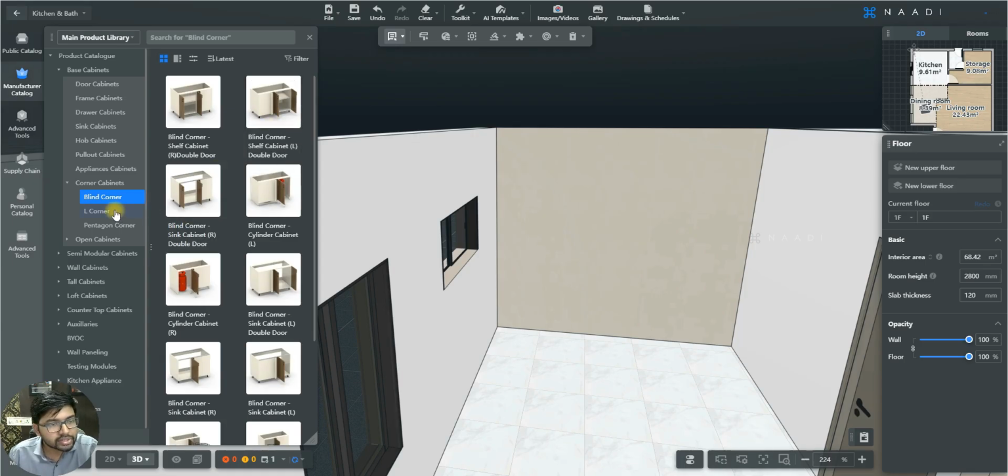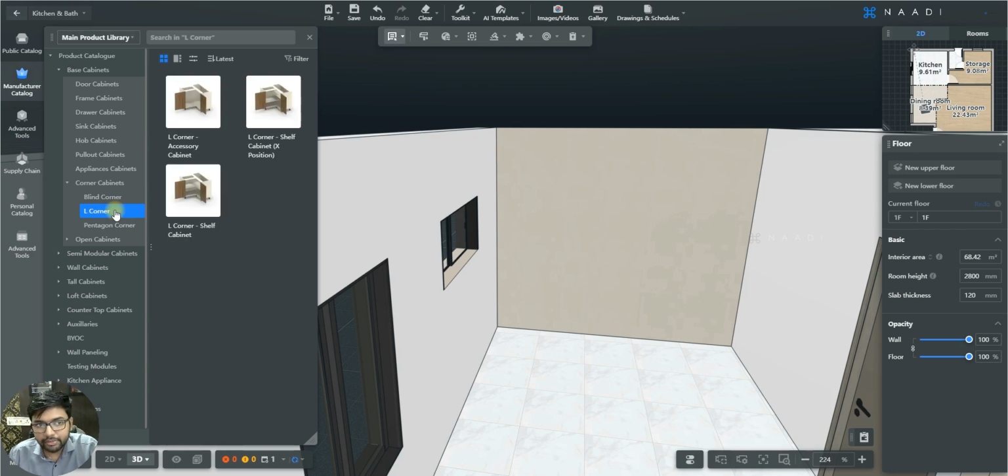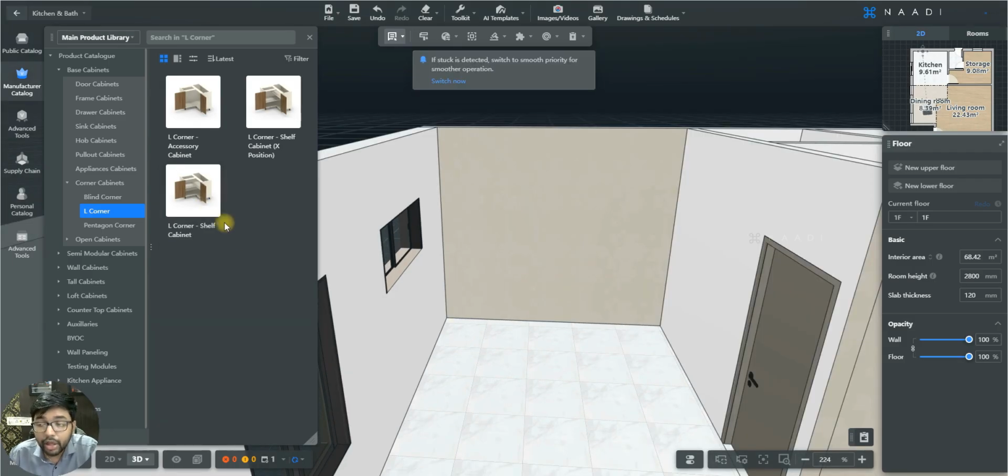So the second type of corner cabinet is your L corner. And when it comes to L corner, you will find just one type only. You don't have that L and R. That is because your L corner cabinet will automatically rotate depending on which corner you're placing the cabinet. If you place this L corner cabinet on this corner, it will automatically orient. If I place it on the other corner, it will automatically rotate and orient itself. So that is why you won't find this L and R logic in your L corner or in your pentagon corner. Only in your blind corner do we strictly follow that logic.